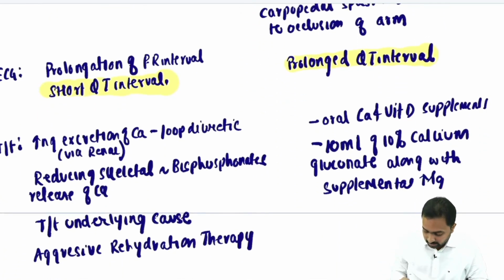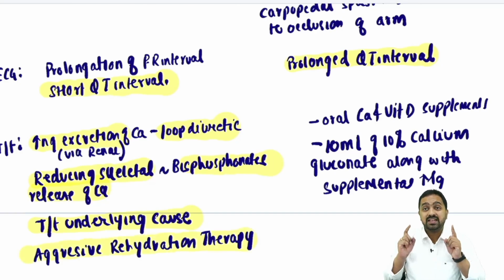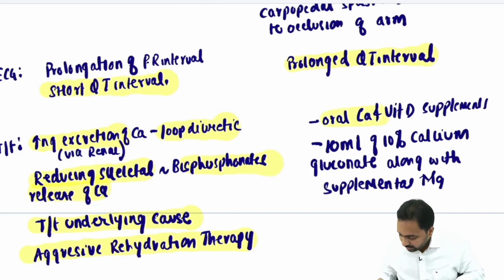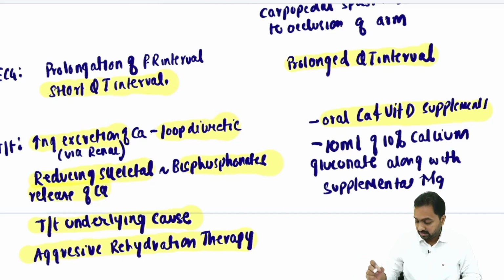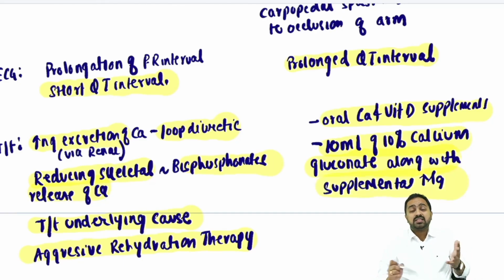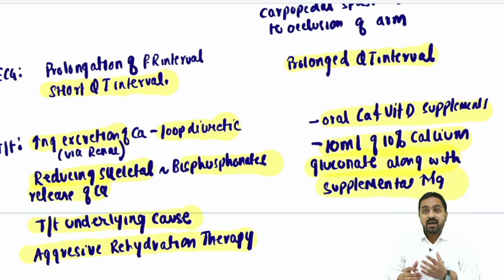The treatment part would be increasing excretion of calcium via the loop diuretic, reducing the skeletal release of calcium by the use of bisphosphonate. The treatment of underlying cause and aggressive rehydration therapy is an integral part of the management of hypercalcemia. Whereas in hypocalcemia, we can use oral calcium and vitamin supplements in minor cases, and in severe cases, we use 10 ml of 10% calcium gluconate along with supplemental magnesium. You must have used this 10 ml of 10% calcium gluconate in managing cases of hypocalcemia seen post thyroid surgery.